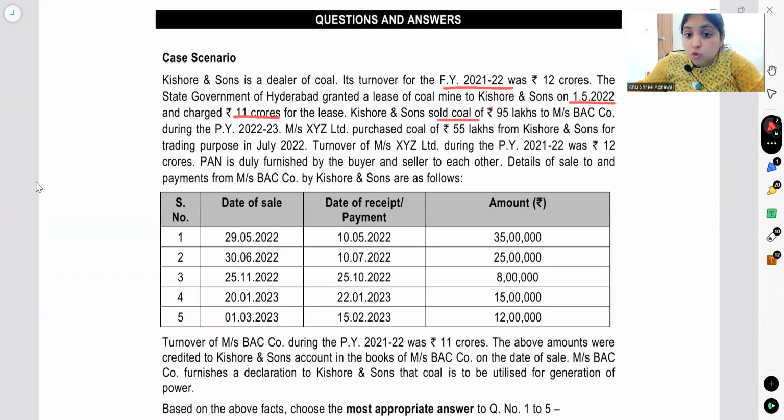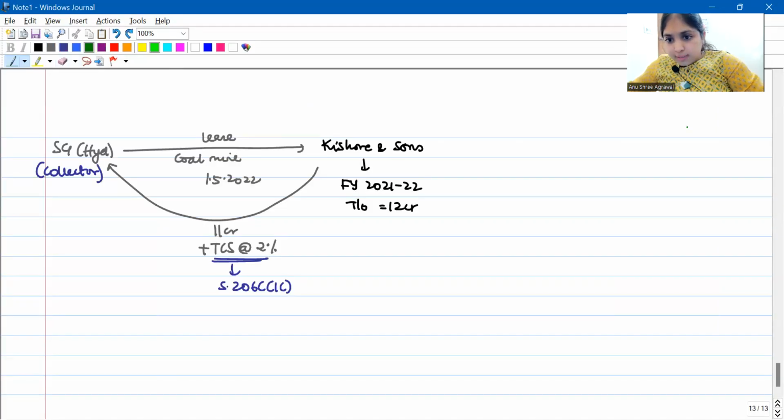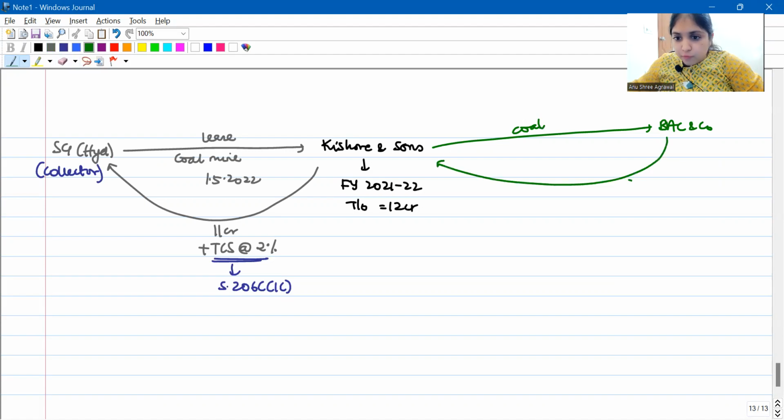Kishore and Sons sold coal of 95 lakhs to BAC and Co. So now there is another person, BAC and Co. Kishore and Sons has sold coal to BAC and Co. for how much? For 95 lakhs. When did this happen? During 22-23. They haven't given us dates. So across 22-23, BAC and Co. has paid 95 lakhs for coal.